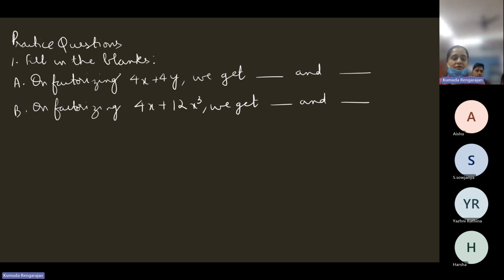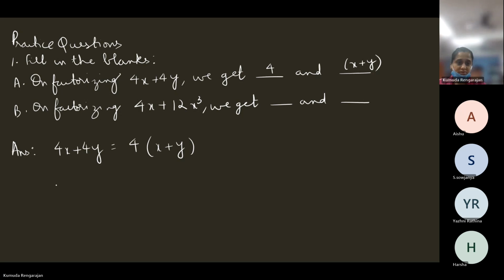On factorizing 4x plus 4y we get, so we'll work it here. Okay, so 4x plus 4y. What's common? 4. So in the bracket, x plus y. So we get 4 and x plus y. Similarly, for the second one. Yeah, please write down.